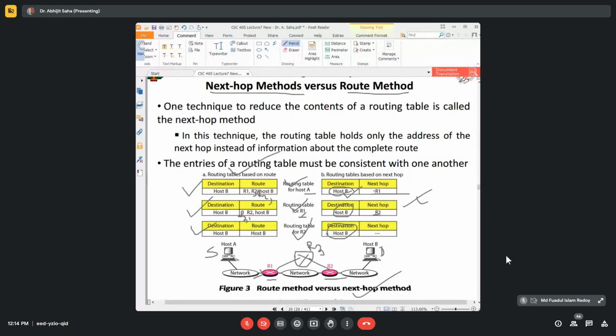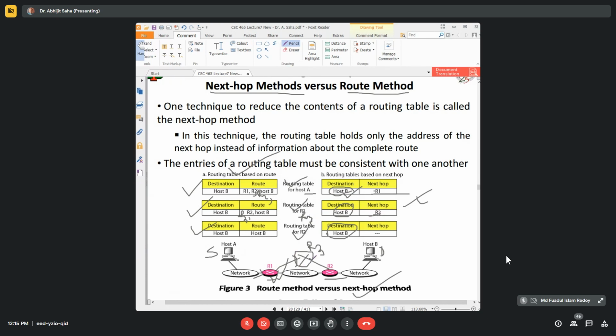In the next hop method, there is going to be another table for router 2, after router 1. So for that, there is also going to be another table. If you're coming here, it is going to keep the host A and the next hop is R1. Then for router 1, the table is going to be host B, not A, host B, and the next hop is going to be R3.